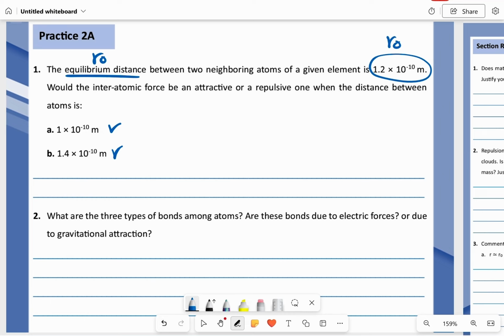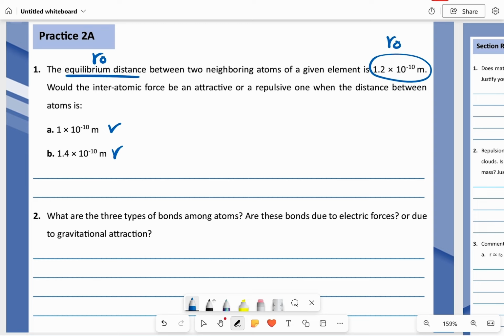Careful, R naught never changes. It's only the distance between the two atoms that changes. R naught is the equilibrium distance. It's like a boundary. These two atoms cannot cross this boundary, okay? It's like a limit of every electron, okay? Now you have 1 times 10 to the power of minus 10.